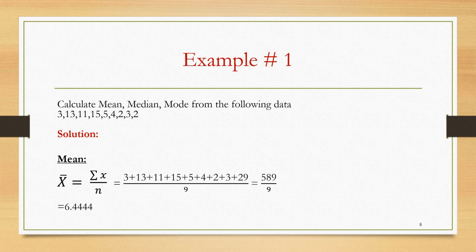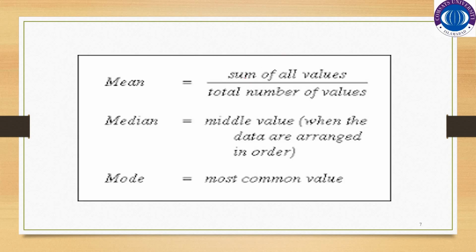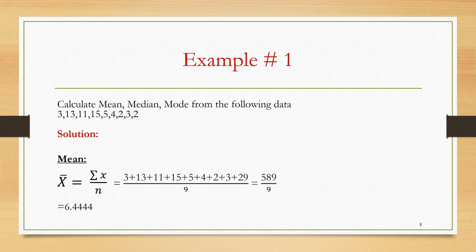Example 1, we will calculate mean, median and mode for the given data. As we have studied, mean is the sum of all values divided by total number of values. So the formula of the mean is sum of x, summation represents sum, x represents the values of the data set, divided by n, which represents the total number of observations, as we have used in the previous lectures. So, sum of all the observations divided by n.